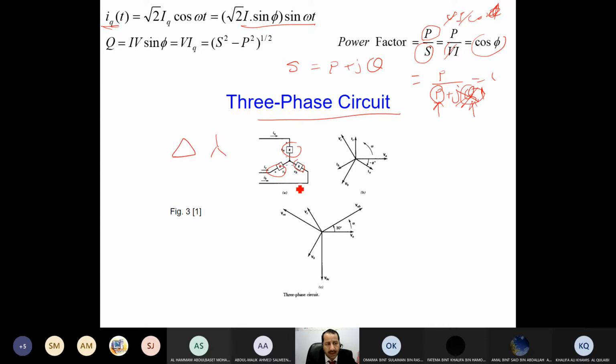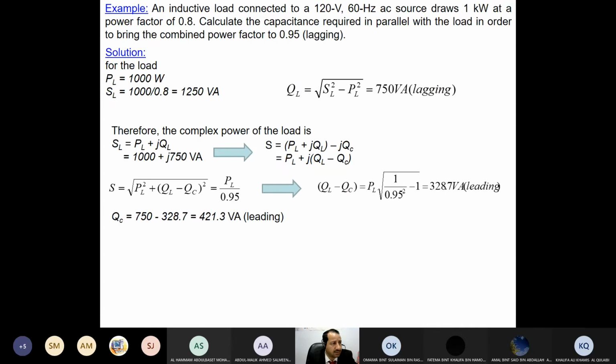And you remember that we define the balanced system. We say that a balanced system means the three voltages for the three phases have the same maximum value, and there is a 120 degree phase shift between them. As an example, you can see here, this is VA, another 120 VB, another 120 VC, and here 120. You got it? So this is the phase shift between voltages.